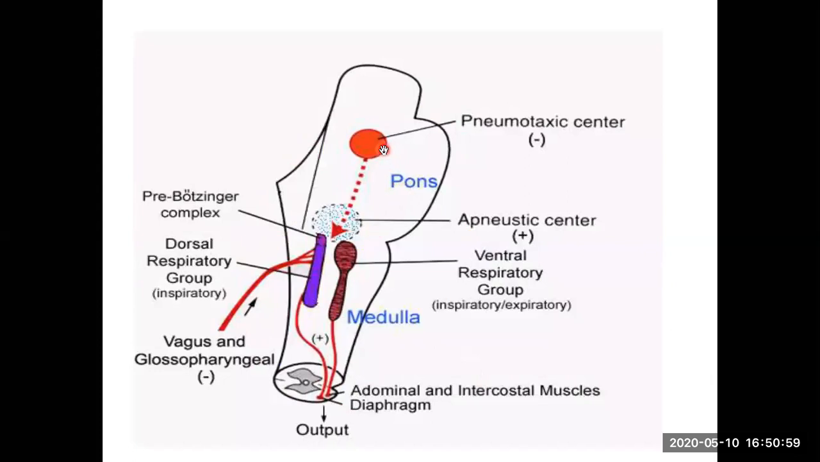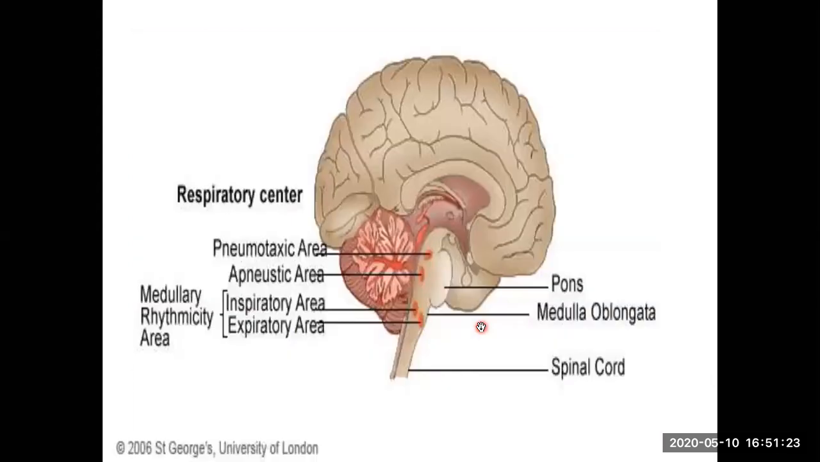This is the pons, where the pneumotaxic center is. This is the medulla, where the major rhythmic center is, divided into the dorsal and ventral respiratory groups. These are the nerves that are connected with the ribs, intercostal muscles and diaphragm, which alter the activity. So the pons and medulla together change the rhythm of breathing.